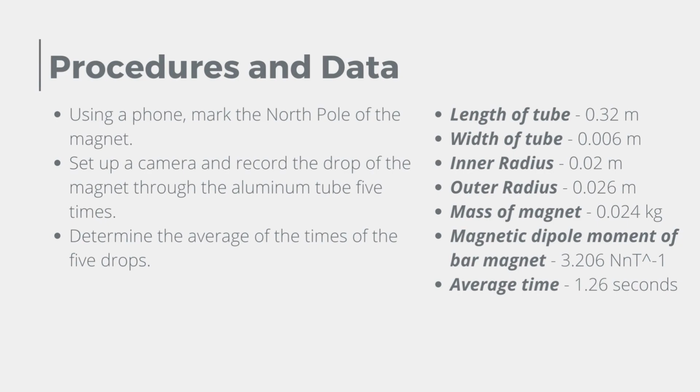Using a phone, mark the north pole of the magnet. Set up a camera and record the drop of the magnet through the aluminum tube 5 times. Determine the average of the times of the 5 drops. The data recorded is to the right. The average time for all 5 drops was 1.26 seconds.